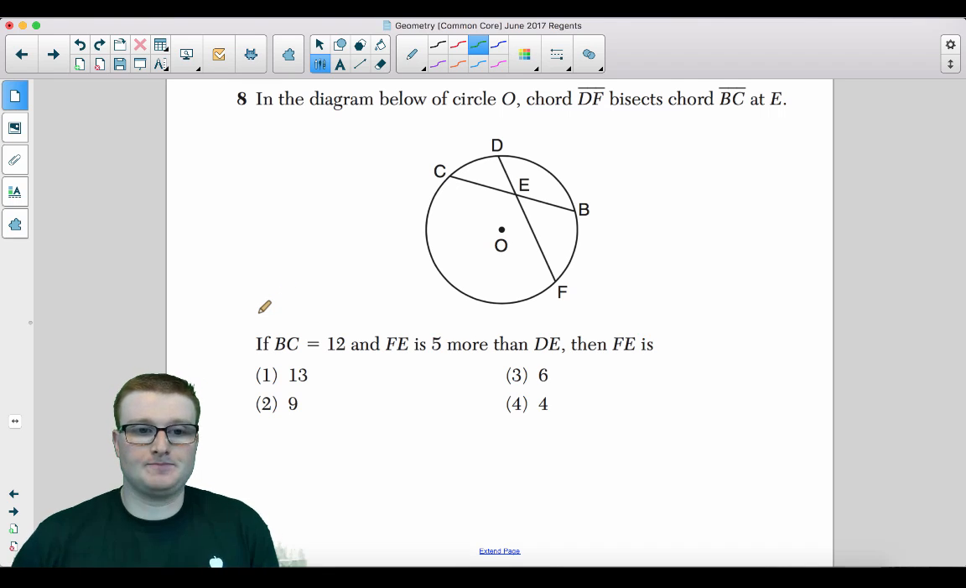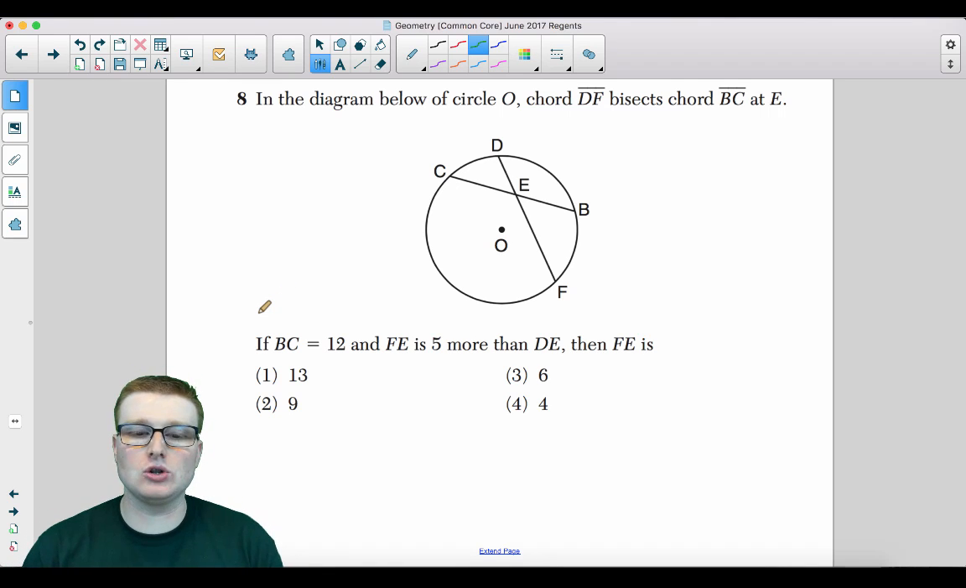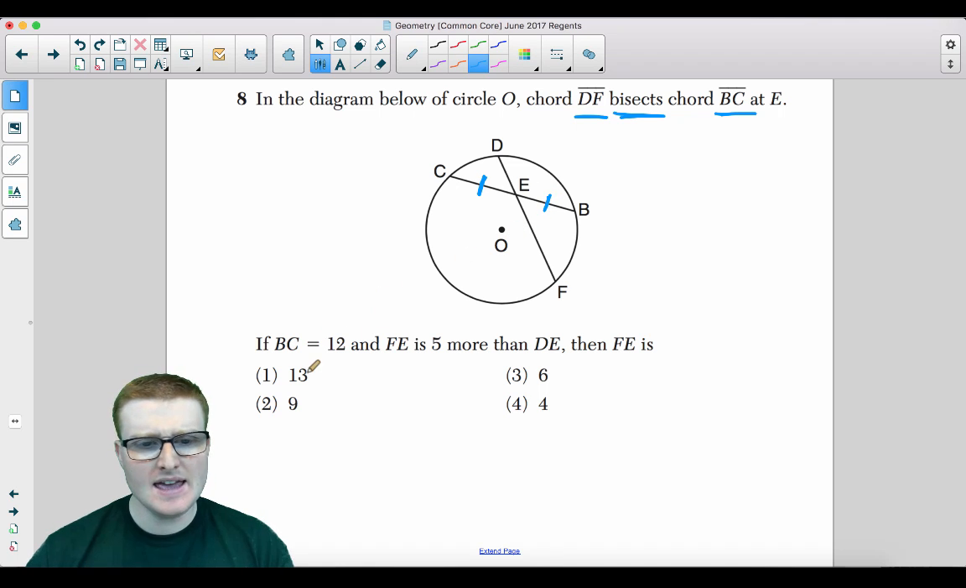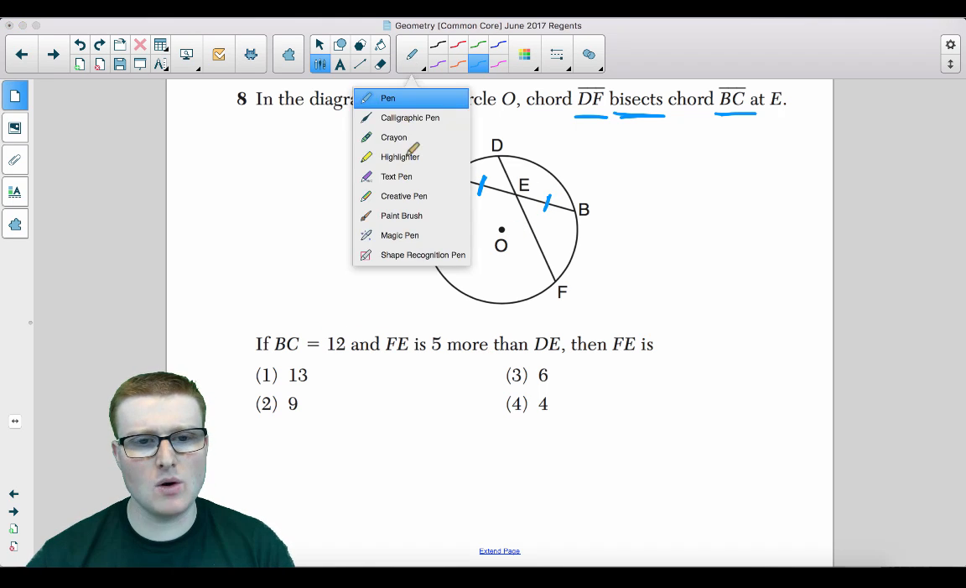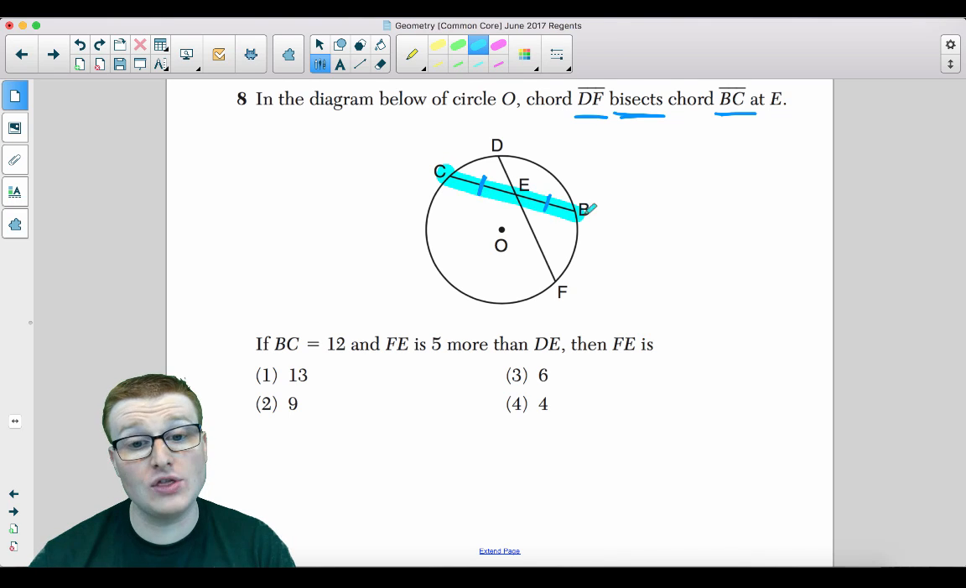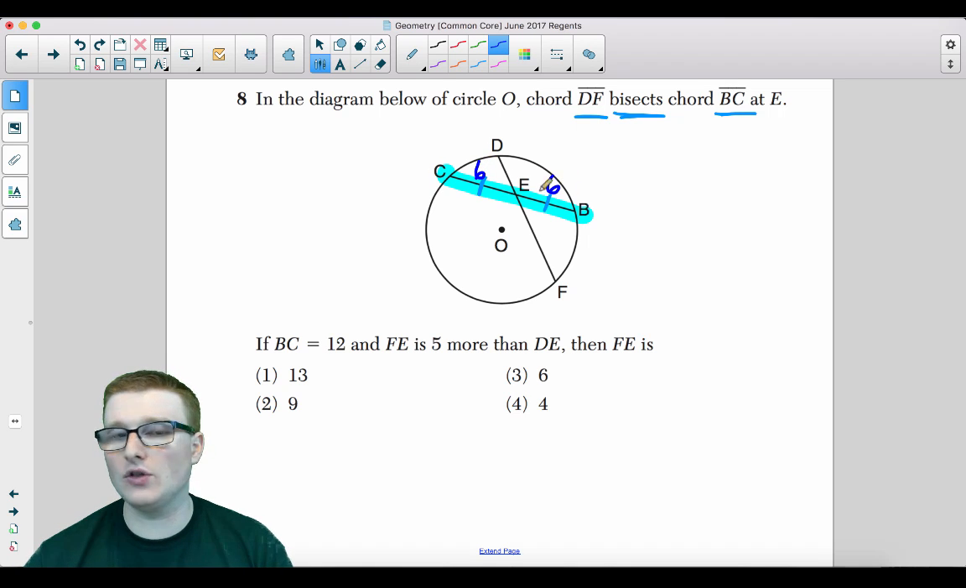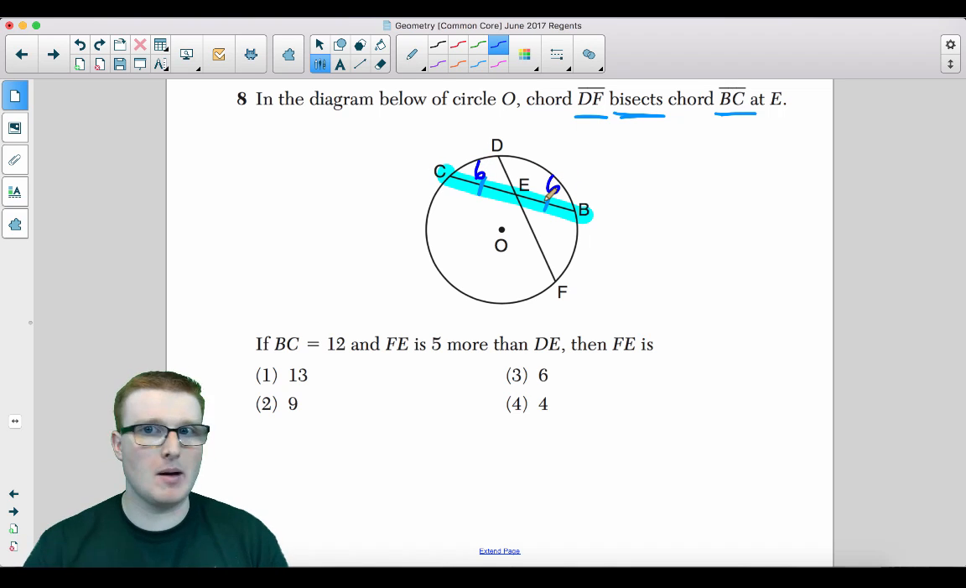Number 8. Okay. In the diagram below of circle O, chord DF bisects chord BC at E. All right, hold on a second. DF bisects chord BC. So BC is the one that's being bisected. So CE is congruent to EB. If BC is 12, okay, so it's telling you that the length of the whole thing is 12. That means that each piece is 1/2 of itself. So that means it's 6 and 6. If the whole thing's 12 and you got to split it evenly, 12 divided by 2, 6.